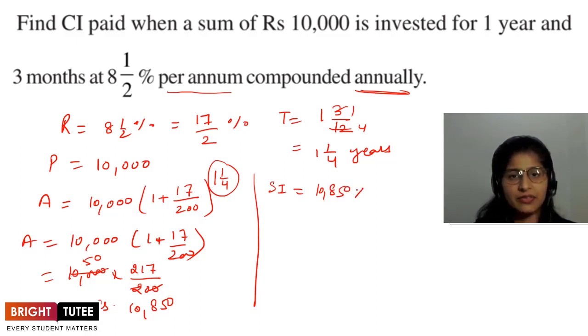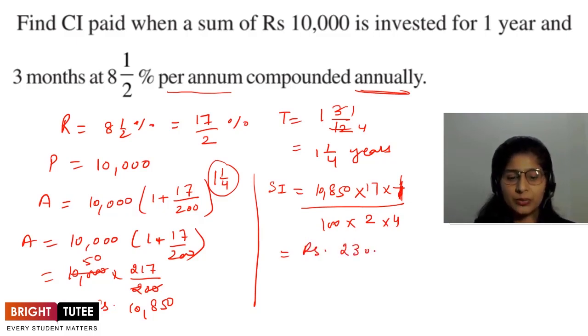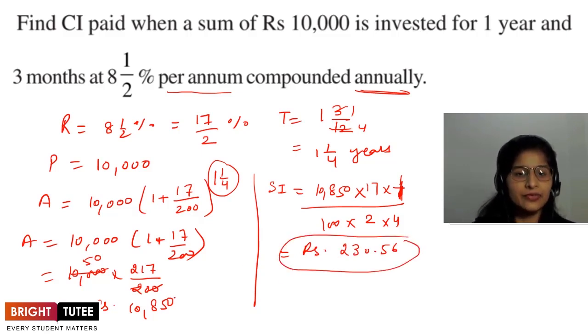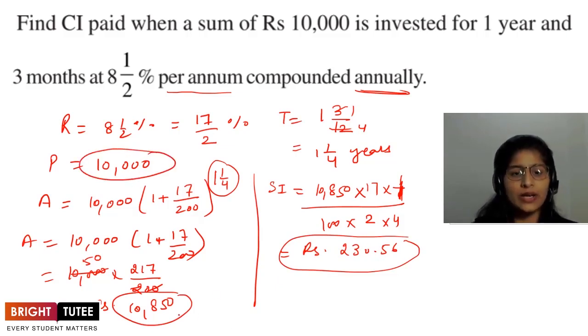So this will become the principal for the next 1/4 year. So 10,850 into, what is the rate here? Just see, rate is 17 upon 2. So putting 17 upon 2 into time, which is 1/4, we can write just 1 here and 4 here, and into 100 we have. When we solve it, we get the simple interest, which comes out to be rupees 230.56, and this is the interest for the 1/4 year. And 10,850 you have to pay; 10,000 you already had, or you borrowed. So what is the compound interest in this case? 10,850 minus 10,000, that is 850 only.